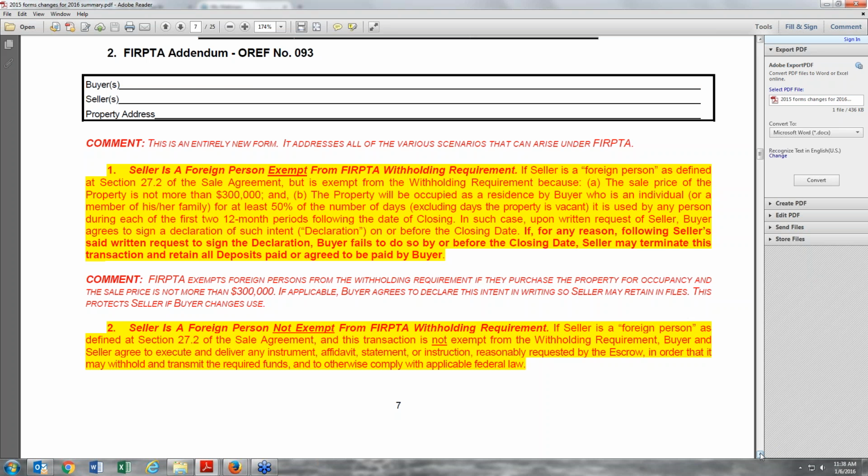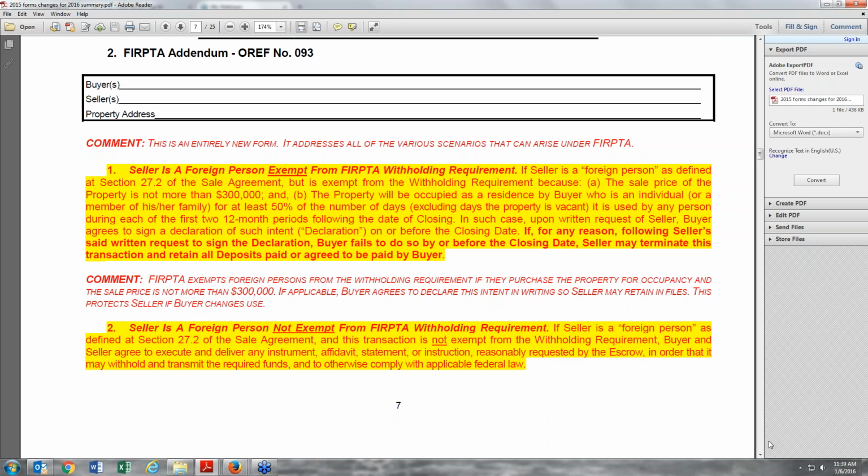Now, the reason we have that in there is because, in theory, if FIRPTA didn't apply because it's $300,000 and you have this occupancy rule, then what happens if the buyer doesn't occupy as they say? And therein lies the problem. So in such case, upon written request of seller, buyer agrees to sign a declaration of such intent on or before the closing date. If for any reason following seller's said written request to sign the declaration, buyer fails to do so on or before closing, then the seller may terminate this transaction.